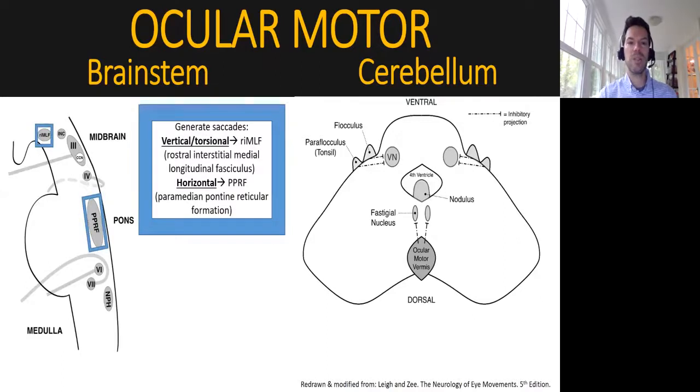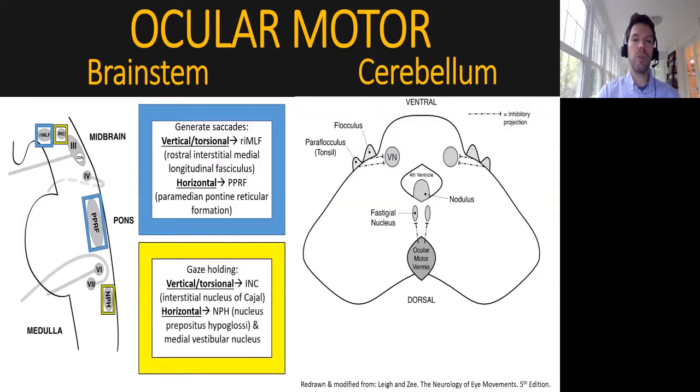So we care about certain structures. These are the ones we care about the most. We care about the burst neurons, those neurons that generate saccades. To generate vertical and torsional saccades, not surprisingly, we're talking about a structure located in the midbrain. That's where the ocular motor nuclei are for vertical movements. So you'd want these structures to be close. This is the rostral interstitial medial longitudinal fasciculus, the RIMLF. Horizontally, the burst neurons are the paramedian pontine reticular formation, or the PPRF, which again, not surprisingly, are in the pons. That's where the eye movement machinery lives that moves the eyes horizontally, the 6 nucleus.